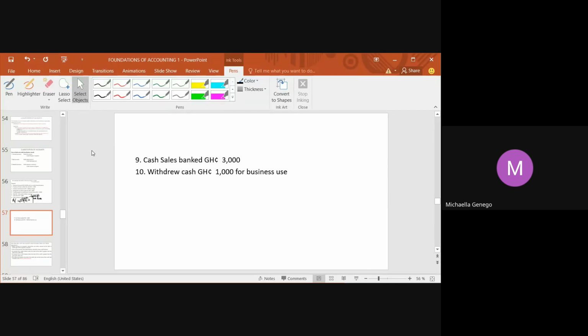What two asset accounts do you think we would have? Madam, cash account and bank account. Exactly. Why did you say that? Or you just guessed? Why did you say it?